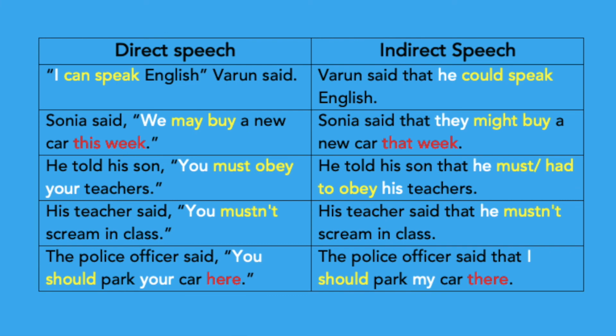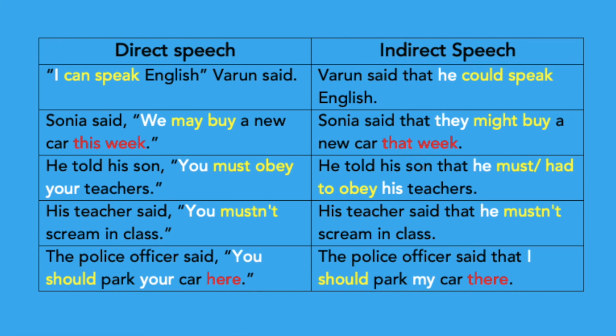See the next one. He told his son, you must obey your teachers. The answer is, he told his son that he must obey or had to obey his teachers. Must can either stay the same or we can use had to. But if you have mustn't in the sentence, you should say mustn't. It is never changed. For example, his teacher said, you mustn't scream in class. The answer is, his teacher said that I mustn't scream in class. Mustn't is mustn't. Alright, here is another sentence.